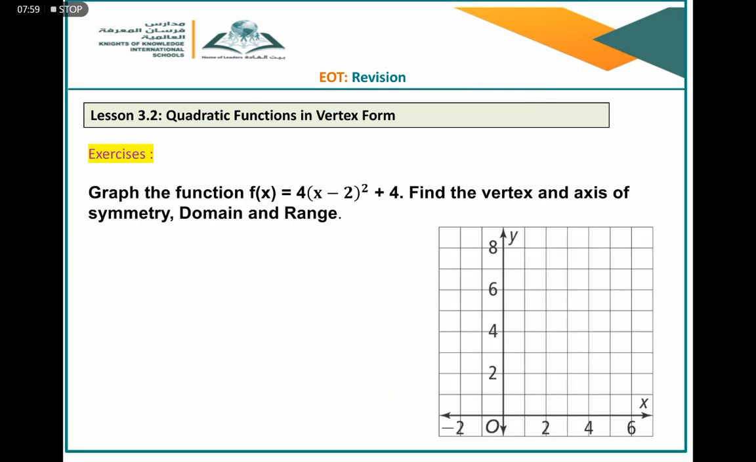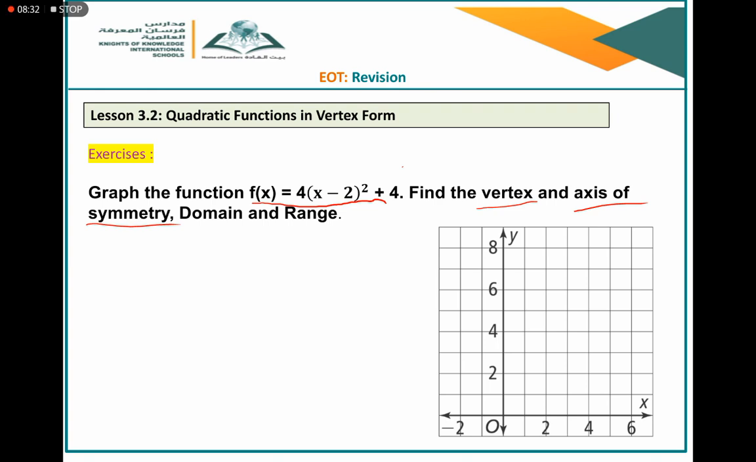Now here, graph the function f(x) = (x - 2)^2 + 4. Here he asked me to graph this. I know he didn't ask me to find the vertex. How can I graph without finding the vertex and the axis of symmetry? Okay, I cannot graph until I find the vertex and the axis of symmetry actually. Okay, my dear student, let's graph it in the simple way.